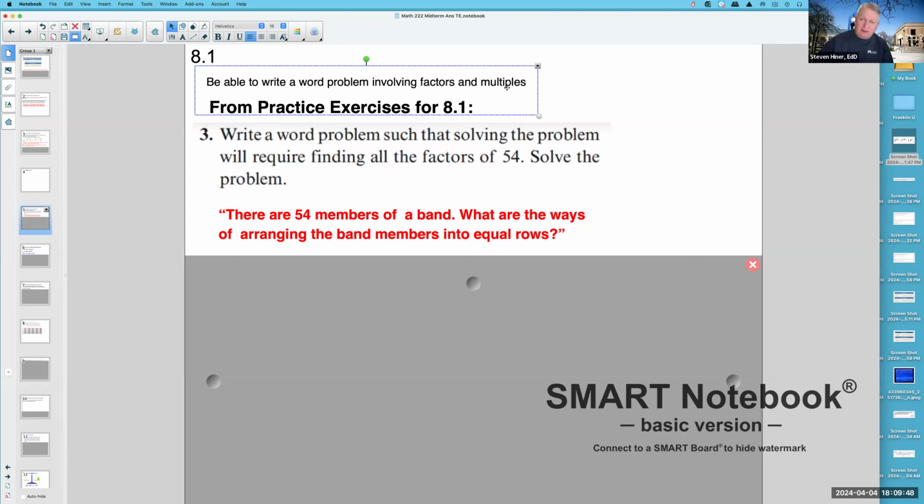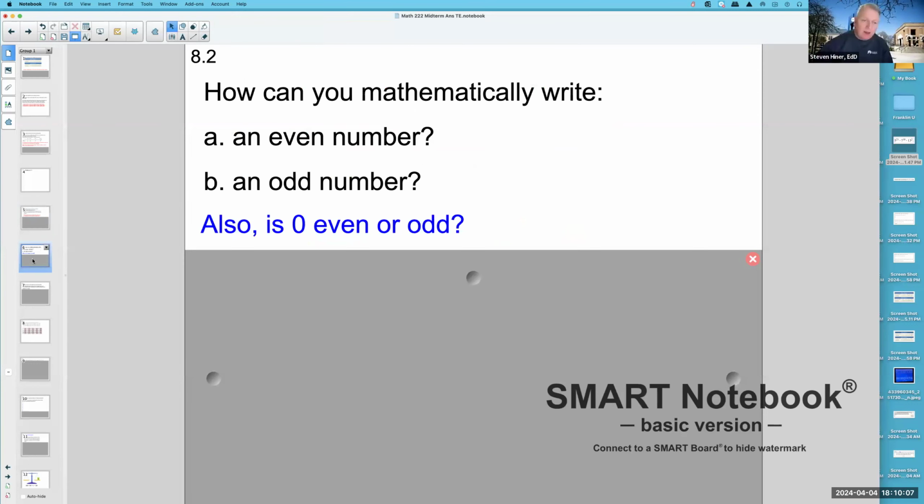And if I was asking for multiples, okay, let's say multiples of 54, you would have 54, 108, and so on. You'd have to think, what kind of word problem could I put together that would require finding multiples? Okay. All right. Not too bad.